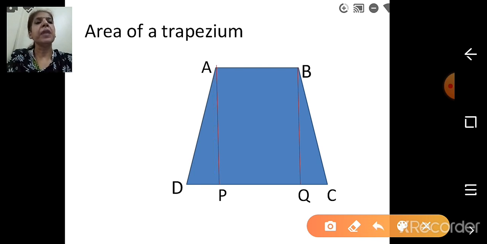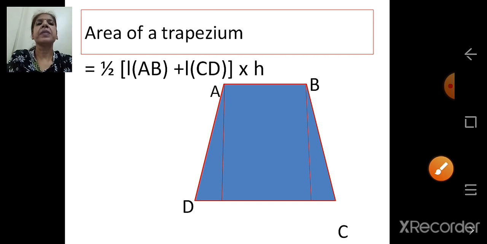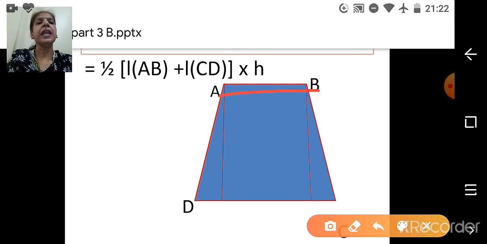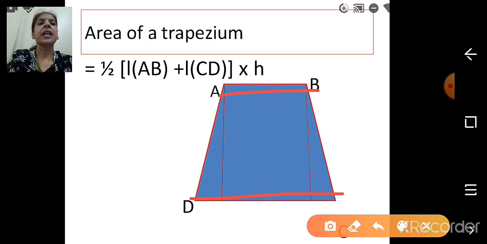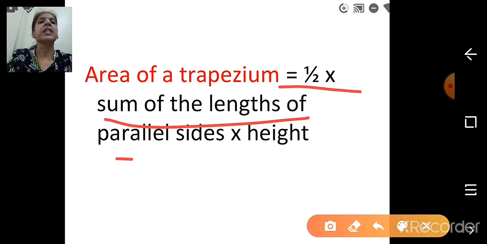Even here it is BQ. This is also height. Now the formula to find the area of trapezium is half into sum of parallel sides. Which are the parallel sides here? AB and CD. So it is half of AB plus CD into height. We can take any one height. So the formula of trapezium is half into sum of the lengths of parallel sides into height.